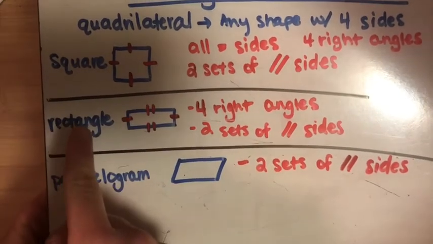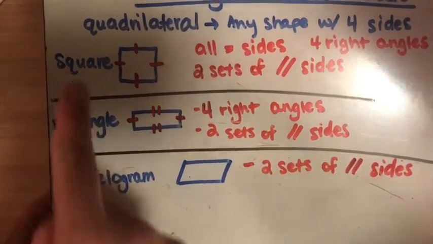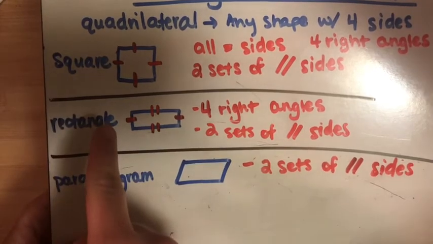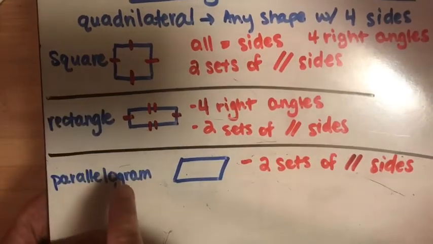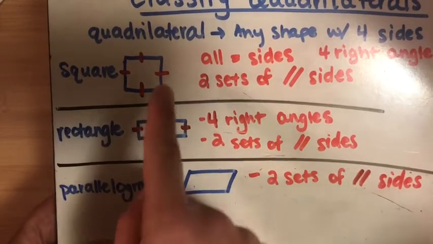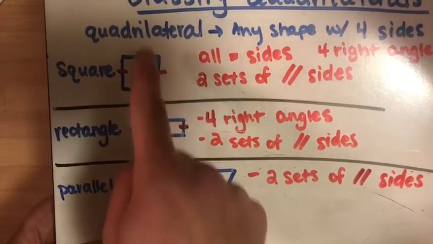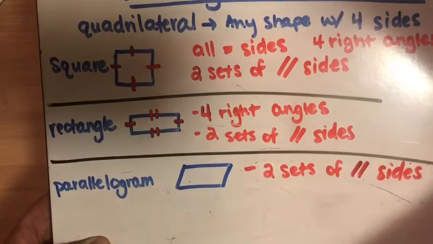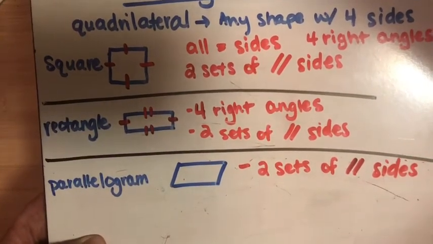So a rectangle is a special type of parallelogram, and a square is a special type of rectangle. So a square is also a parallelogram, because look, we have two sets of parallel sides. These two sides are parallel, and those two sides are parallel. Boom, fits in the category of parallelogram.